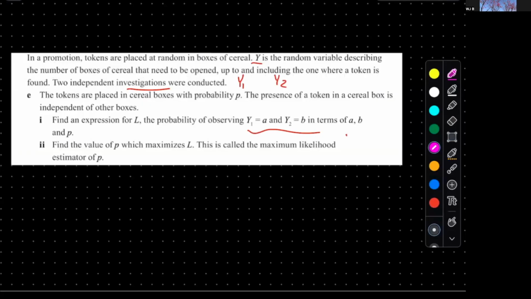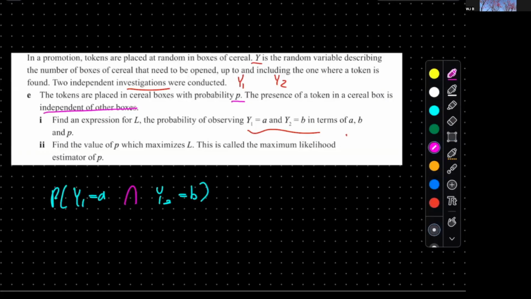So the tokens are placed in the cereal boxes with probability p. The presence of a token in one cereal box is independent of the other. Find the expression for L, the probability of observing Y1 and Y2, in terms of a, b, and p. Of course this is difficult, right? This is a difficult distribution because we do not learn this distribution. But what they're saying here is I want the probability of Y1 is a and Y2 is b. But it's got the language of 'and'. That means it's probably dealing with the intersection. But what's great about the intersection for independent events?